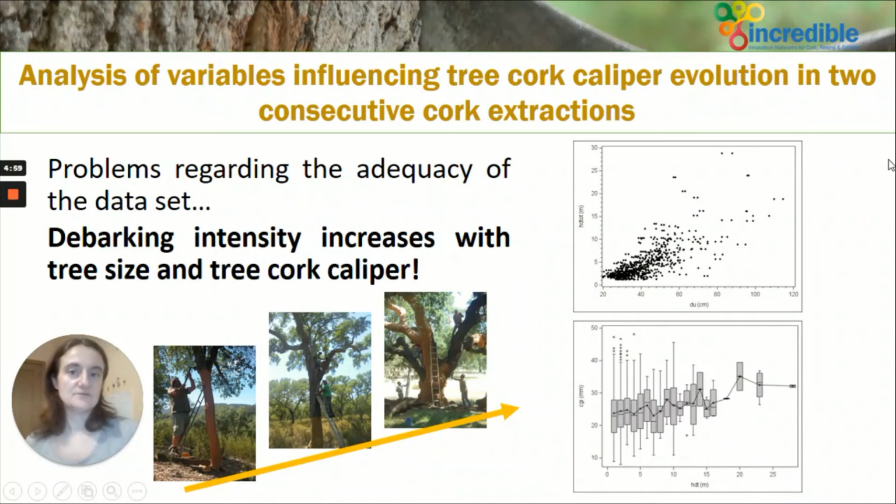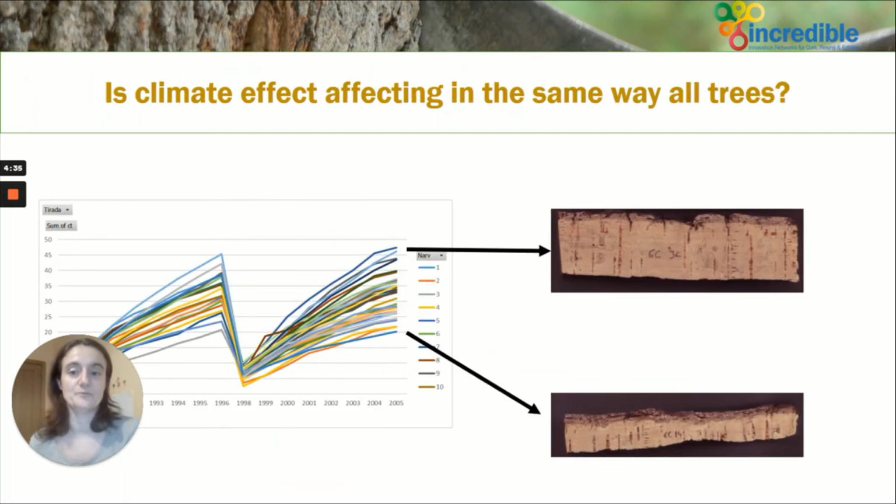We do have two trials where we are controlling the debarking intensity, the debarking coefficient, and where we are looking at that effect on the evolution of the cork growth index. But that is another publication, another work that I am not presenting today, but I will be very happy to show you and to discuss with you if you are interested.